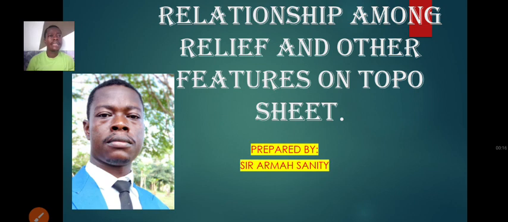We are going to look at the relationship among relief and other features on topo sheet. The connection, the interrelationship that exists between relief, that's the topography of an area, and other features on topo sheet. So take your books and your pens. Let's try to learn and go together.